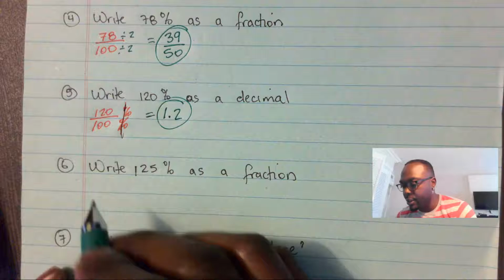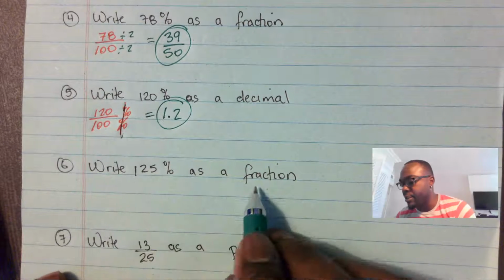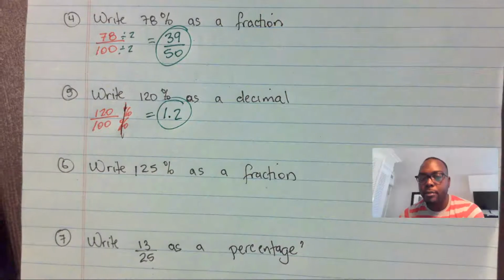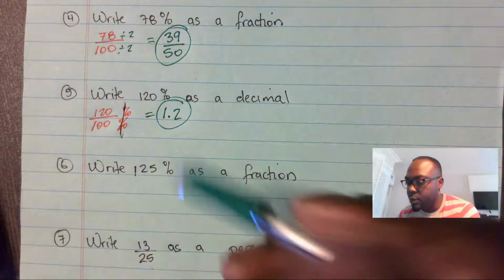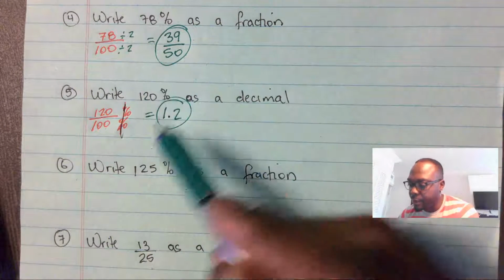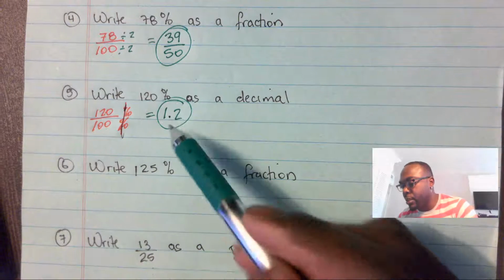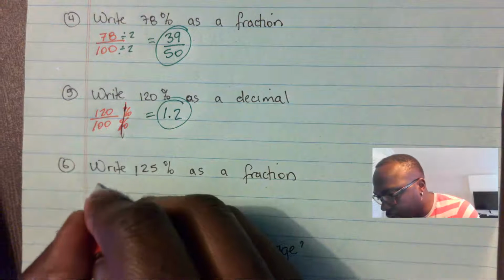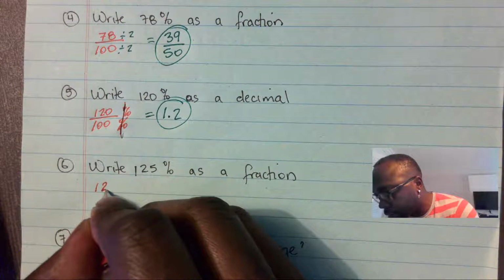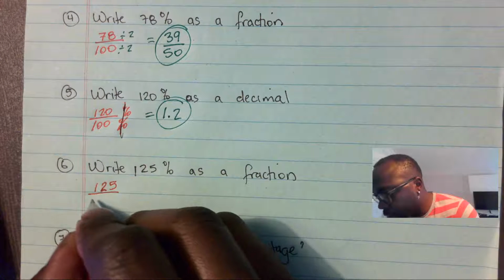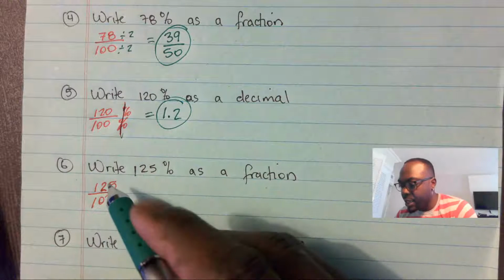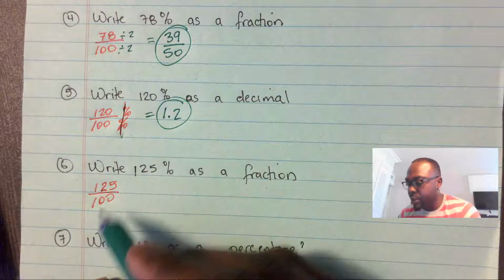Another one here. We've got 125% as a fraction. First we wrote this one as a decimal, but now we're going to write this one as a fraction. So all I'm going to do is divide it by 100. But again, I have to make sure that I reduce to the simplest form.